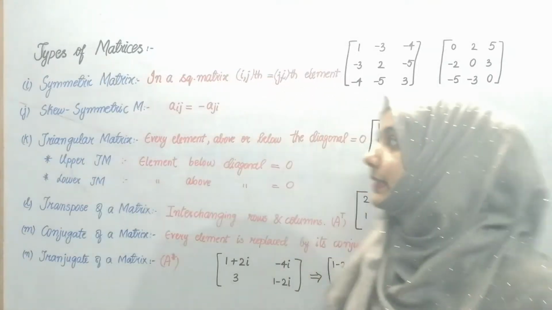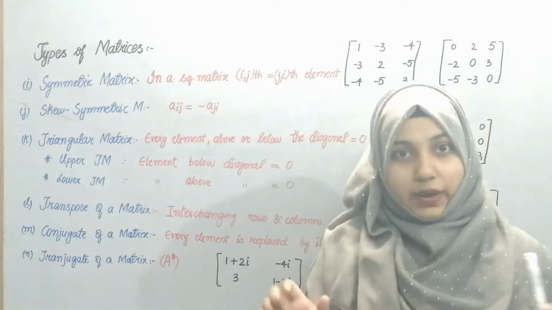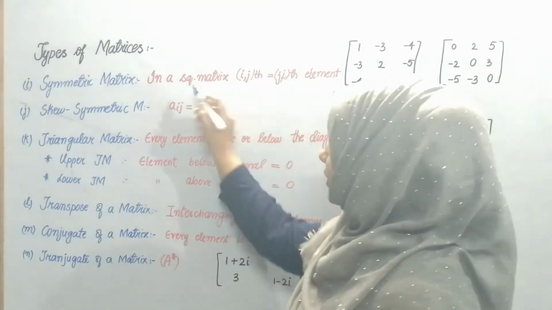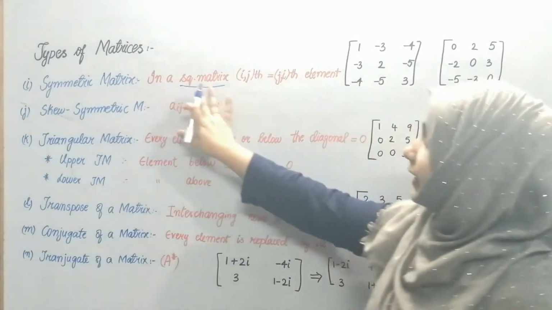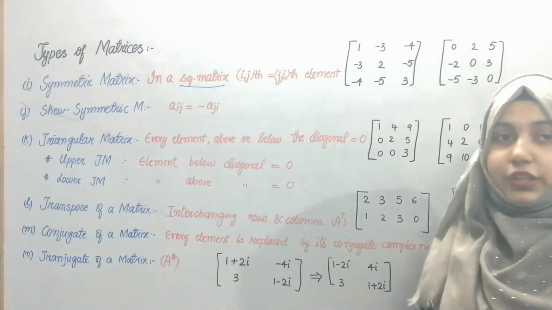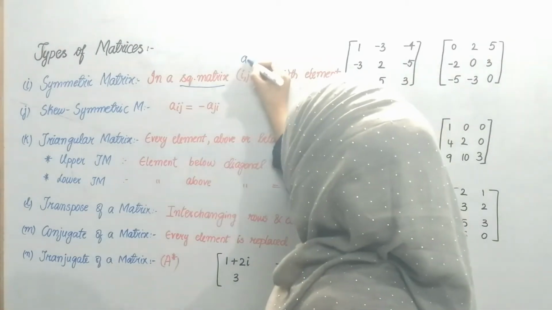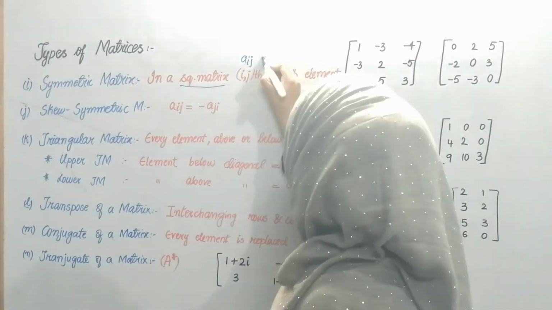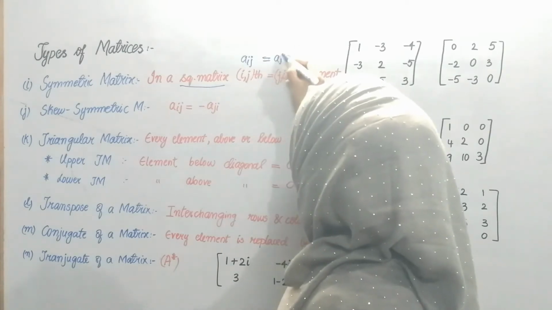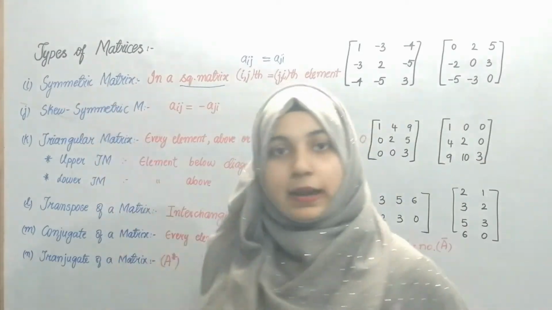Okay, the next one is the symmetric matrix. It should be a square matrix. Again we have a condition. In a square matrix, the (i, j)th term is equal to the (j, i)th term. If I interchange, that means a of ij should be equal to a of ji. Such a matrix I'll call a symmetric matrix.